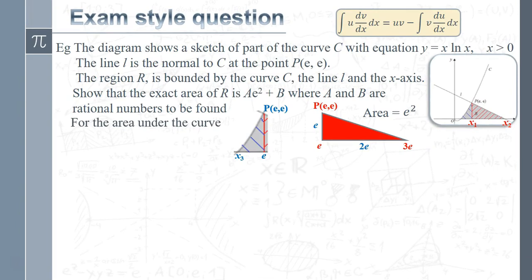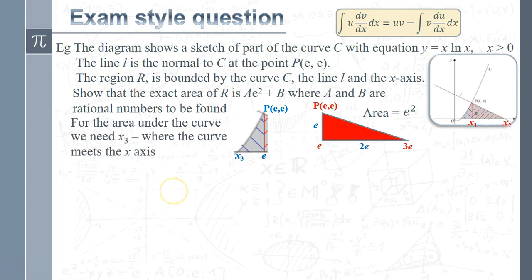And this is the bit where we're going to need to do some integrating. So this is the bit where we're going to need our integration by parts. But before we can make a start on that, you can see from the diagram we know that our upper limit is going to be e. We're going to need to work out what's our lower limit, so we need that one there. I've called it x3. So what's that lower limit?